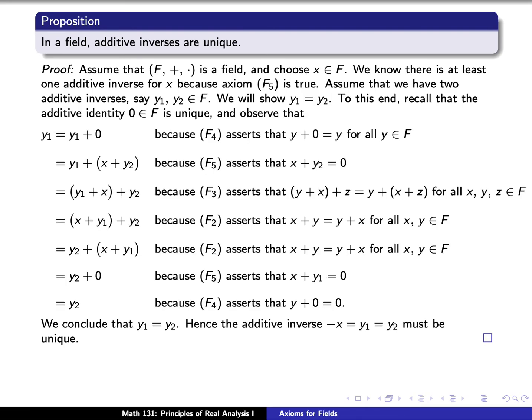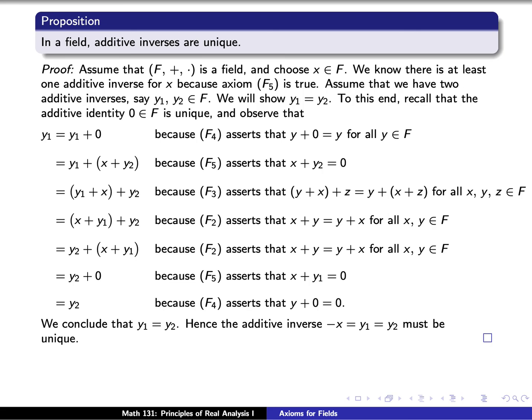Here are the set of steps. First, we just showed that the additive identity 0 is unique, so we can say that y sub 1 equals y sub 1 plus 0 by axiom F4, additive identity. We now know that 0 can be replaced with x plus y sub 2 because axiom F5, namely additive inverses, shows that y sub 2 exists. Now we can use associativity, namely axiom F sub 3, to move around our parentheses, and then we can use axiom F sub 2, commutativity, to move around the order. So that means we have parentheses x plus y sub 1 in parentheses plus y sub 2.